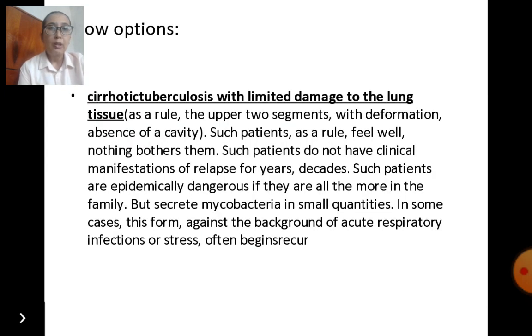Cirrhotic tuberculosis with limited damage to the lung tissue, as a rule the upper two segments, with deformation, absence of cavity. Such patients as a rule feel well, nothing bothers them. Such patients do not have clinical manifestations of relapse for years, decades. Such patients are epidemiologically dangerous, but secrete mycobacteria in small quantities. In some cases, this form against the background of acute respiratory infection or stress often recurs.